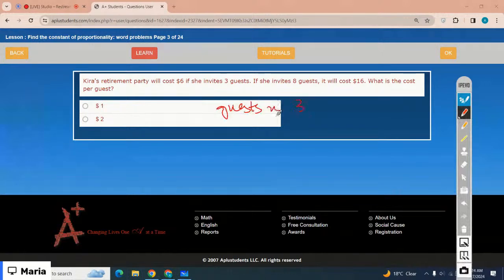Guest is x. You have three guests and the cost is $6. And if she invites eight guests, the cost is $16. You have to calculate the constant of variation, that would be 6 divided by 3 and 16 divided by 8. So yes, that is $2. The cost per guest is $2. The correct option is $2.